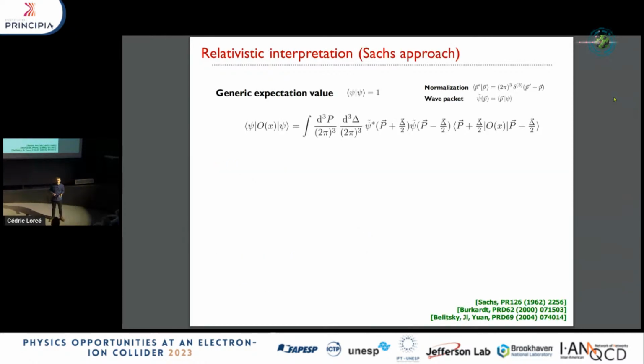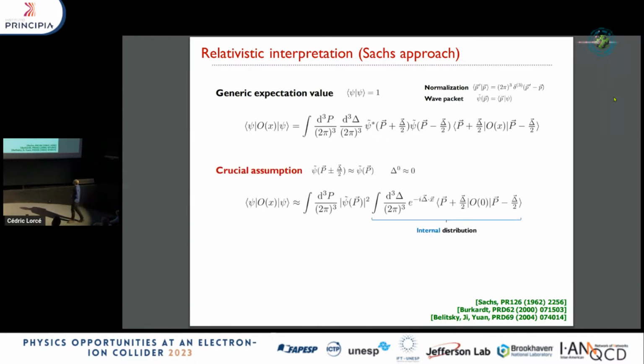Things get more complicated in the relativistic regime. In the relativistic regime, we start, for example, with, again, the wave packet. Here we consider a generic operator, but think, for example, about the charge operator here. You can still represent it in momentum space with a wave packet here. For convenience, I will work with the non-covariant normalization for the state, but you can rephrase everything in terms of the covariant one. It doesn't change anything, just for convenience here.